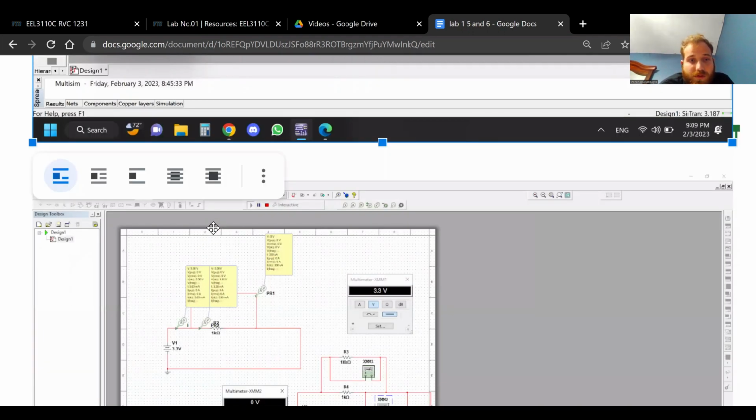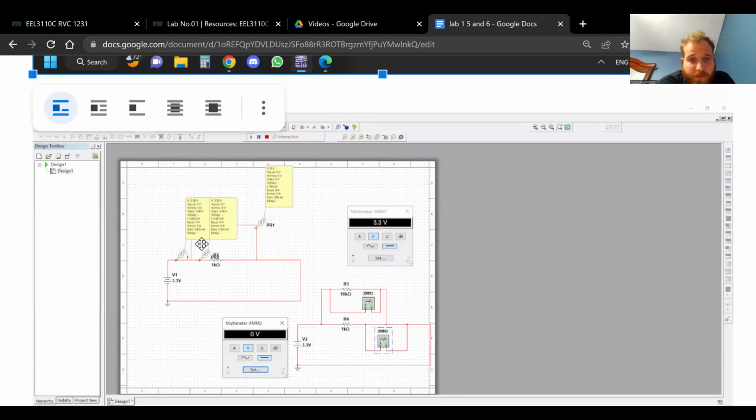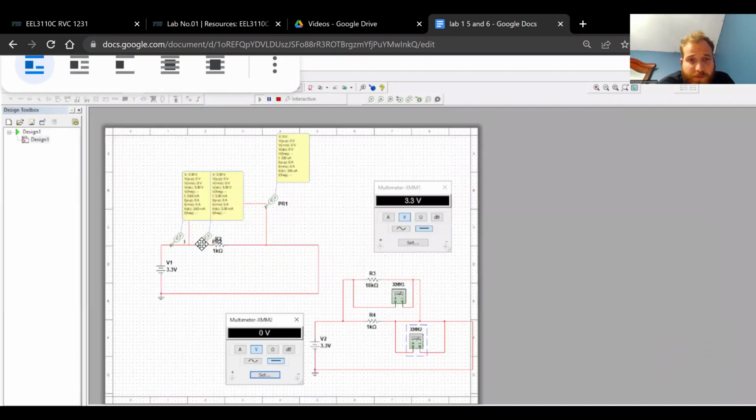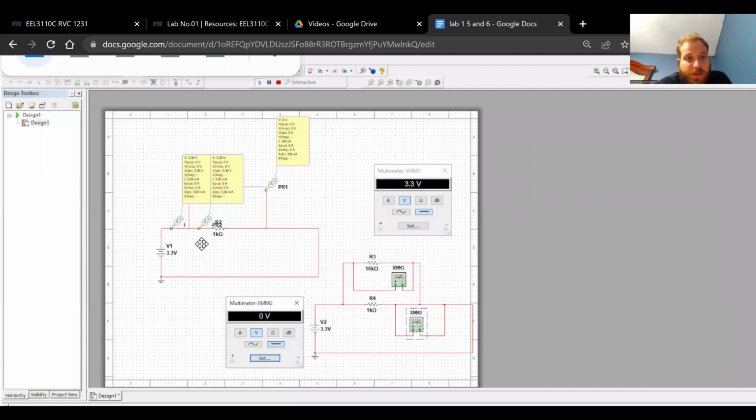For the second one, it was a little bit more tricky. You have to do a little bit more stuff. I think I got most of it right. Need more practice on it. But yeah, that's pretty much it.